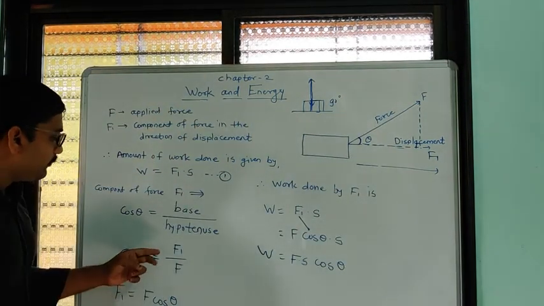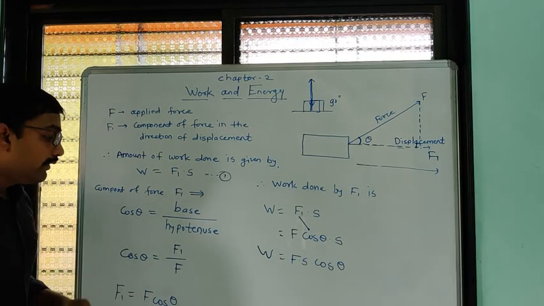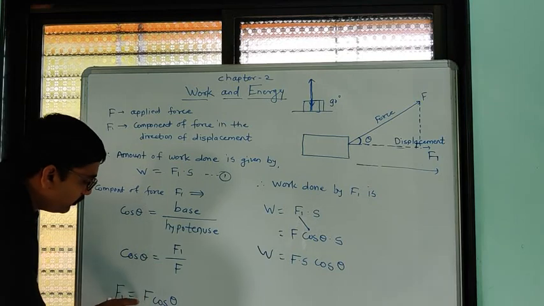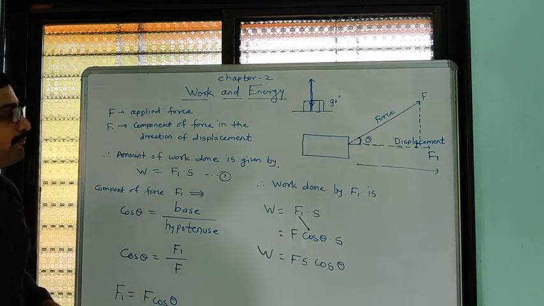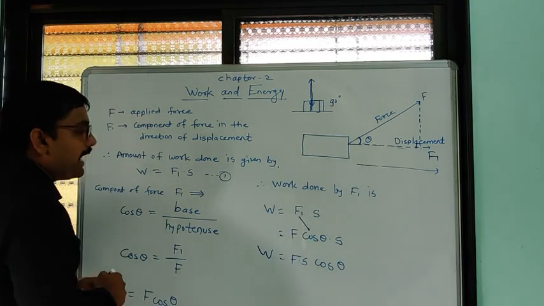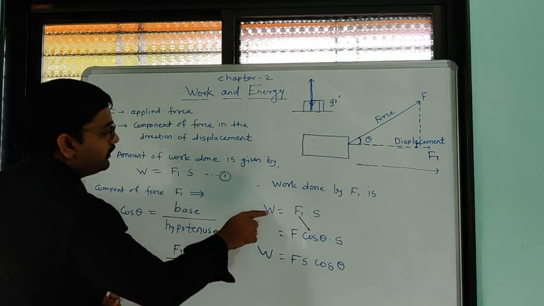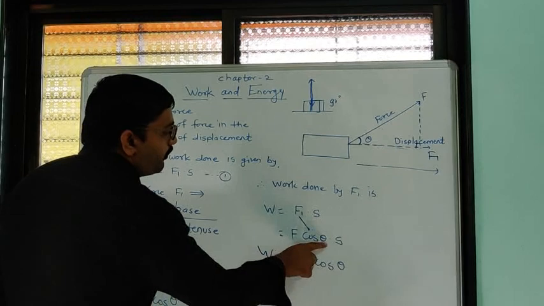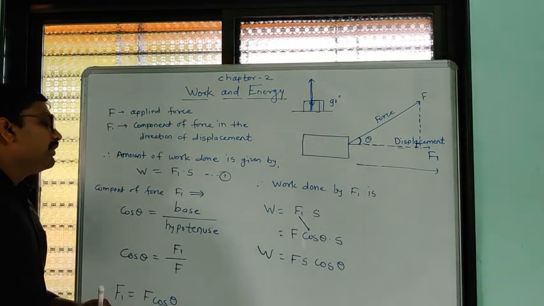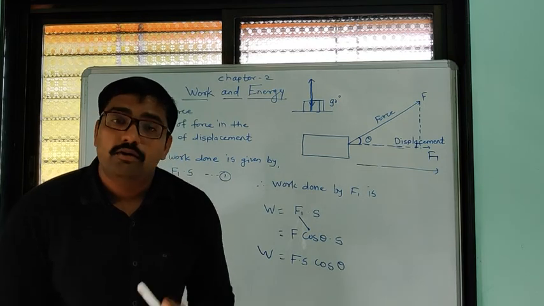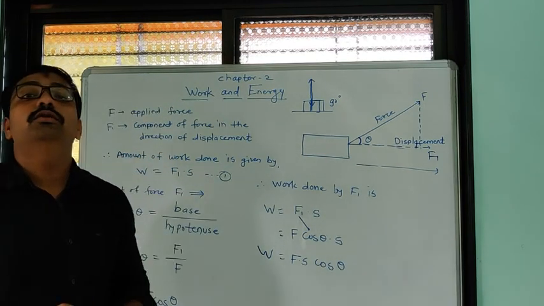So cos theta will be equal to F1 by F. From that we calculate the value of F1. F1 will be equal to F cos theta, and this value of F1 we put in this equation. So work done will be equal to F cos theta into S. So work is equal to F S cos theta. That much part we have to remember.